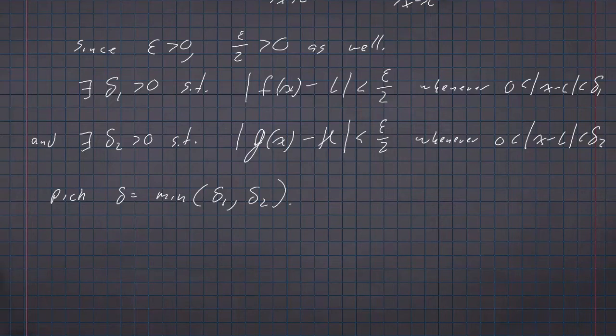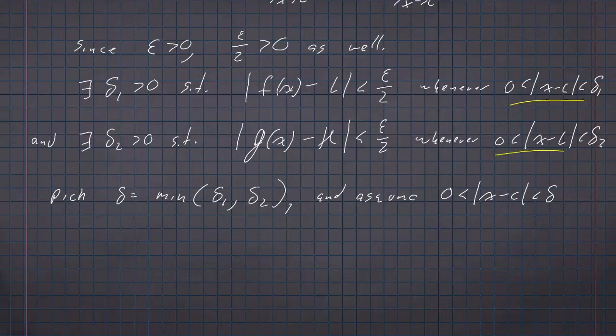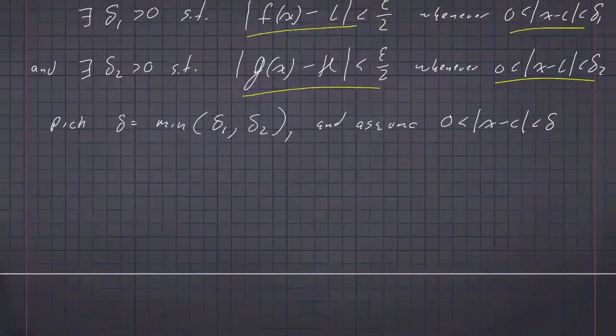Now we want delta to be the minimum of delta 1 and delta 2, whichever one is smaller. Because if zero is less than the absolute value of x minus c is less than this new value delta, then it is also true that 0 is less than x minus c is less than delta 1, because delta 1 is less than or equal to delta, and 0 is less than x minus c is less than delta 2, because delta 2 is less than or equal to delta. I'm sorry, I said that backwards. Delta is smaller than delta 1. Delta is smaller than delta 2. So if absolute value of x minus c is smaller than delta, it is also smaller than both delta 1 and delta 2. So picking this value satisfies both of those, which means that we get both of these inequalities. All right.